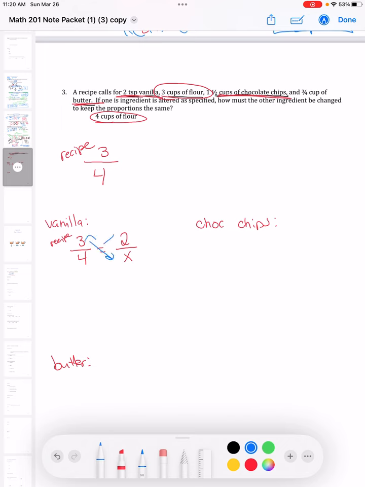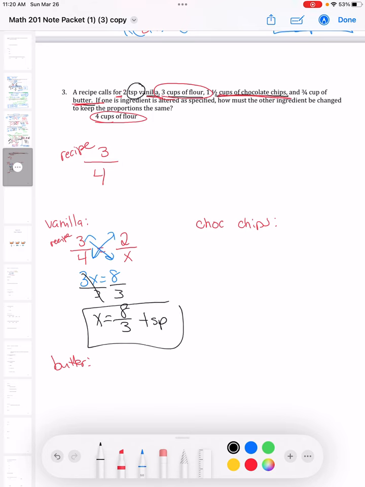We're going to do the cross multiplying here. So I get 3x equals 8. And divide by 3, I get x equals 8/3. And the vanilla is measured in teaspoons up here. The vanilla was measured in teaspoons. So I'll put that as my units. Doesn't matter which one we do next.